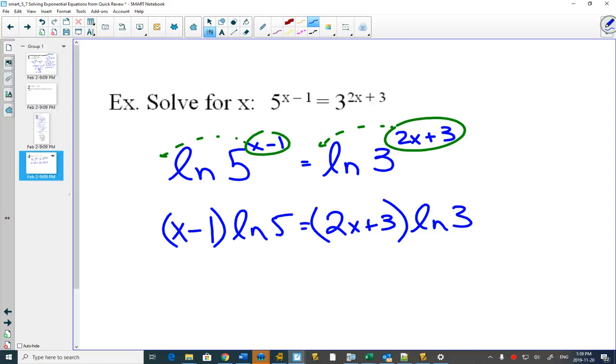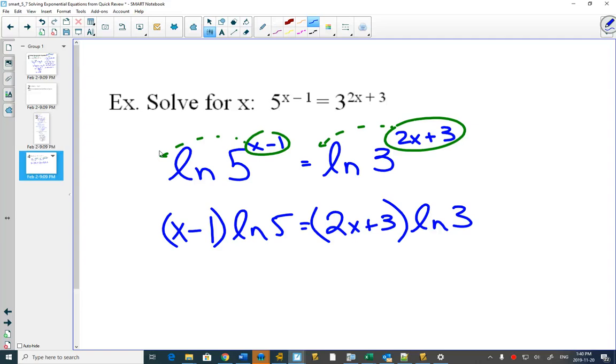Is natural log of 5 a number? Yes. What do you do in algebra when you have a number? Pick a number you're more familiar with, 7. If you had a number in front of brackets, x minus 1, what would you do with that algebraically? You'd distribute, right? You'd do 7 times x and 7 times minus 1. So what we do with regular numbers algebraically, we do with not nice looking numbers algebraically.